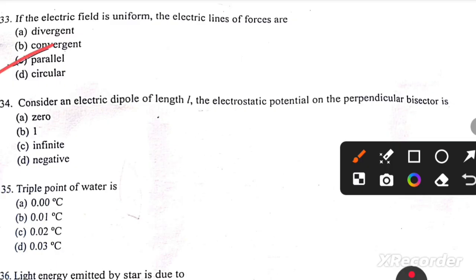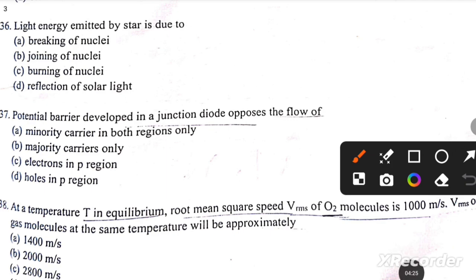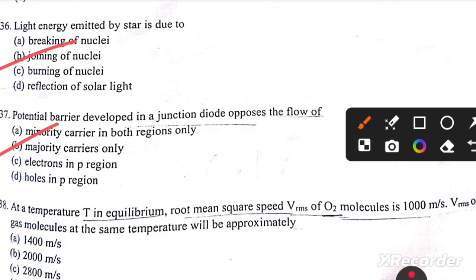Consider an electric dipole of length L; the electrostatic potential on the perpendicular bisector is 0. Triple point of water is 0.01 centigrade. Question number 36. Light energy emitted by a star is due to joining of nuclei. Potential barrier developed in a junction diode opposes the flow of minority carriers only. Next question.